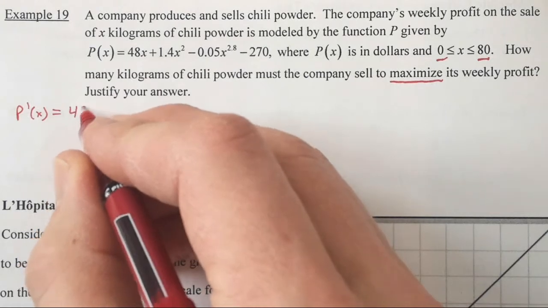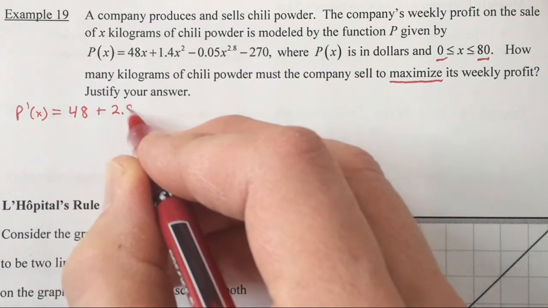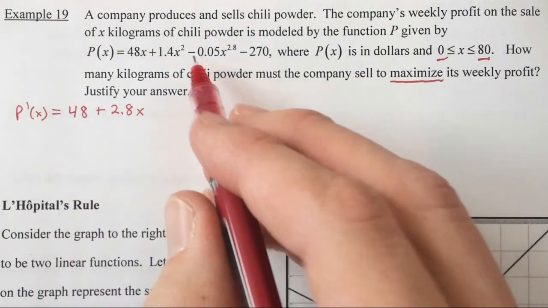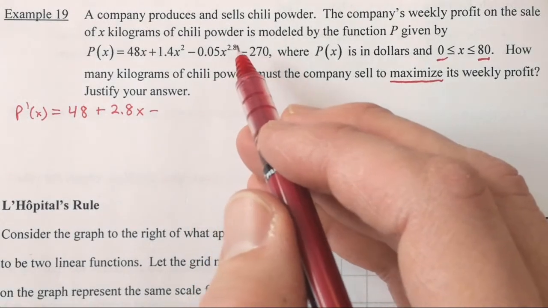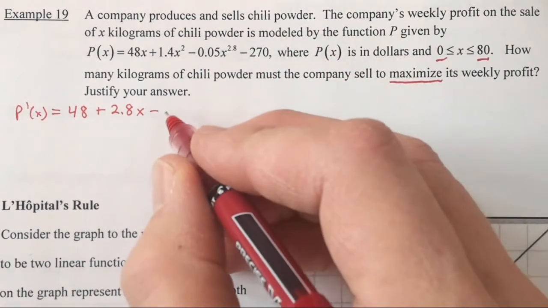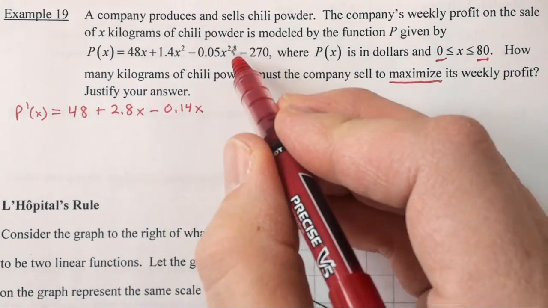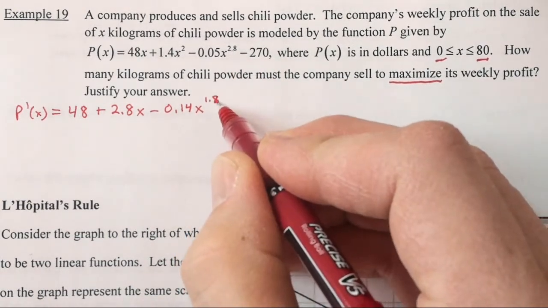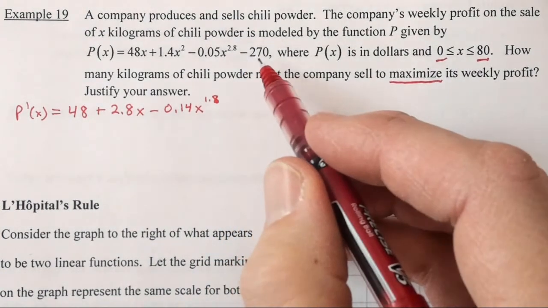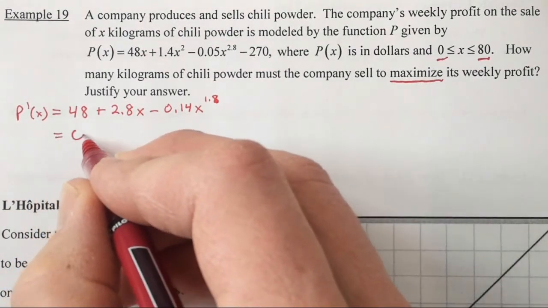48x derives to 48. 1.4x squared, as we do with the power rule, becomes 2.8x. And then we have minus 5/100ths times 2.8x to the 2.8. So we're going to multiply the 5/100ths times 2.8. Do that in the head or on the calculator. We're going to get 0.14x. And then the old exponent is 2.8, so we're going to subtract 1 from that. So the new exponent is 1.8. And then we have minus 270. That's a constant, so that will derive to 0. So here's P prime of x, and we're interested when P prime of x is equal to 0.